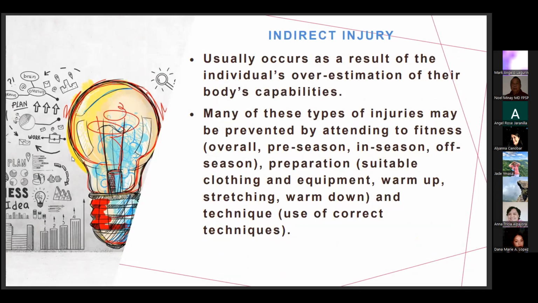Next is indirect injury. Usually occurs as a result of the individual's overestimation of their body capabilities. Many of these types of injuries may be prevented by attending to fitness, overall pre-season, in-season, or off-season preparation, suitable clothing and equipment, warm up, stretching, warm down, and use of correct techniques.